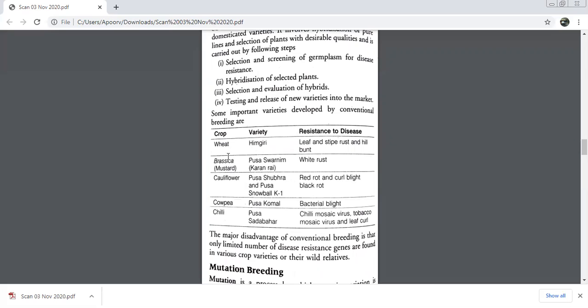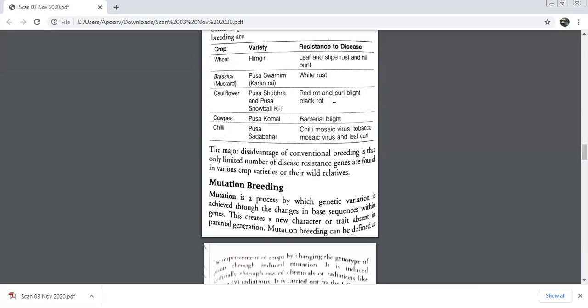So we're going to learn about this. Wheat, the variety Himgiri, resistance to leaf and stripe rust and hill bunt. Brassica or mustard, the variety Pusa Swarnim, resistance to which disease? White rust. Cauliflower, Pusa Shubhra and Pusa Snowball, resistance to black rot and curl blight. Cowpea, Pusa Komal, bacterial blight is the disease. Chilli, it is Pusa Sadabahar, resistant to chilli mosaic virus and tobacco mosaic virus.